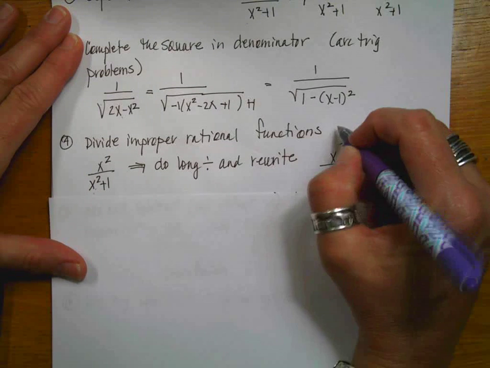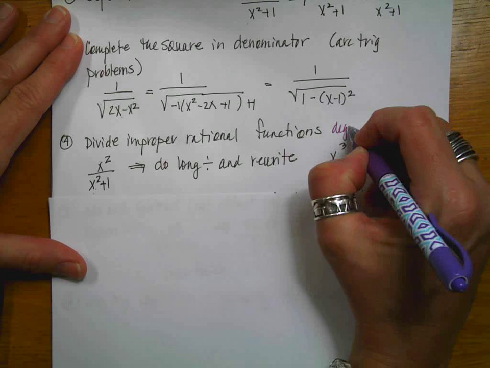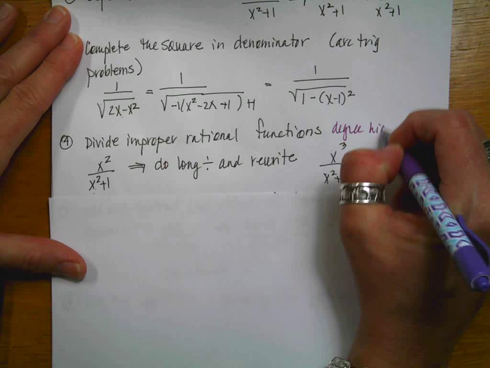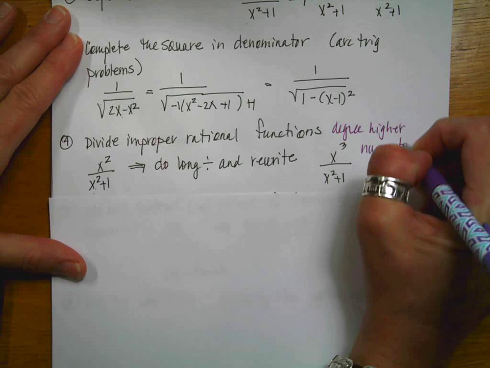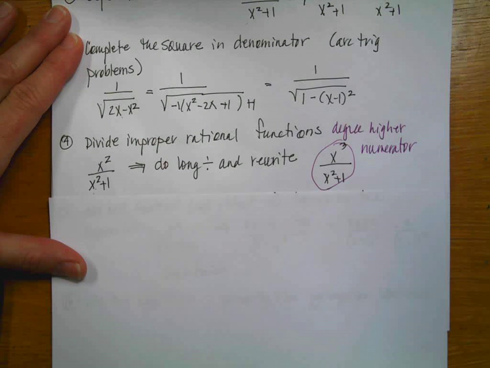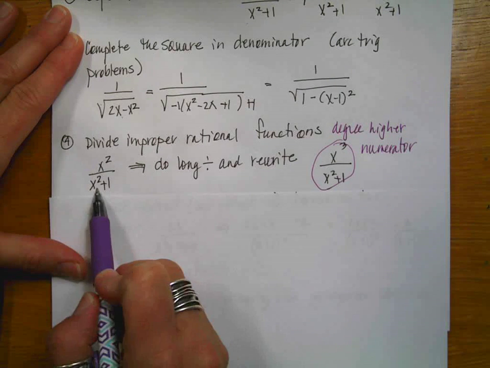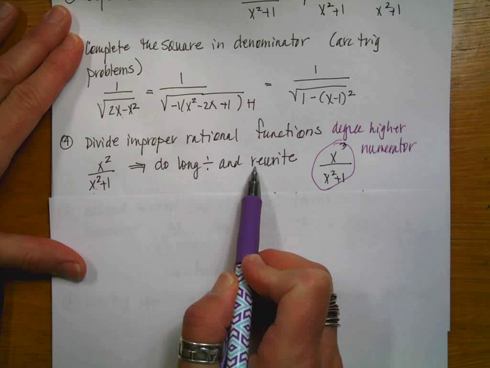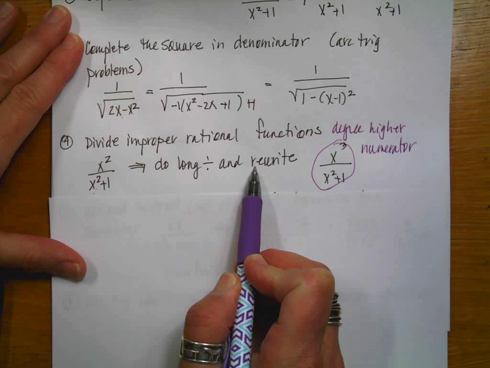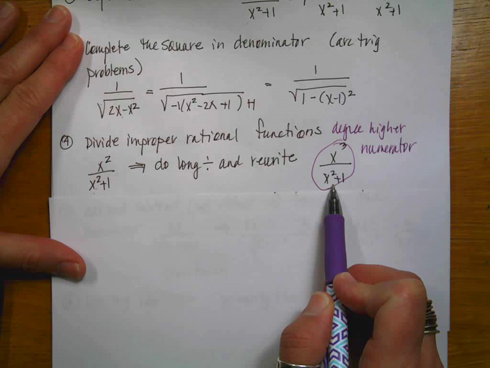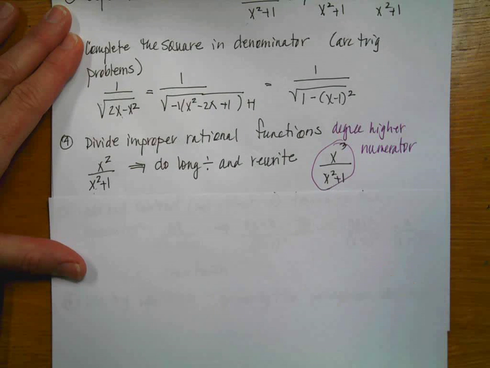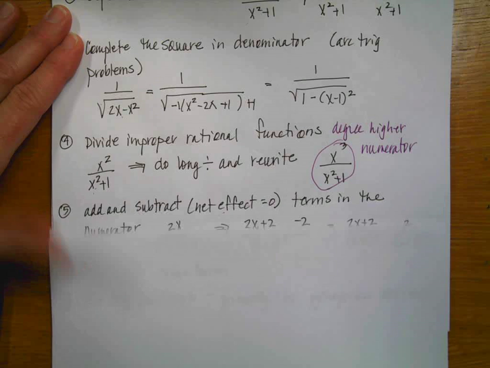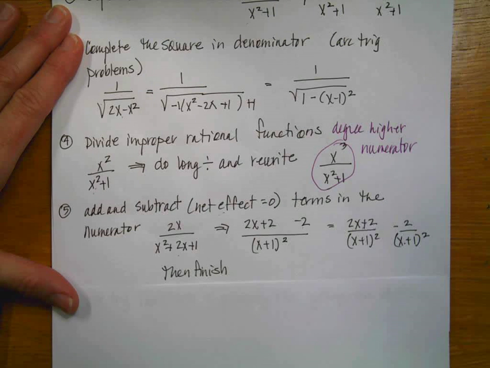And I would also add if the degree is higher in the numerator, like the one that I have here, okay? So even if the degree is the same, you can do long division and write as a quotient plus a remainder. You could do the same situation here, and that often makes your rational function easier to integrate.